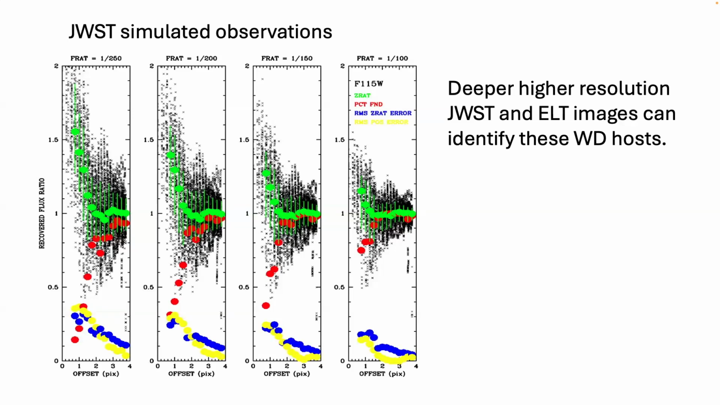So basically, if you have a white dwarf that is 100 times fainter than the source star, and if it is at about 45 to 60 milliarcseconds, you have 100% chance of recovering it. It's much harder when it is like 1/250th. Then you need the separation to be higher, like about 3 to 4 pixel offset.